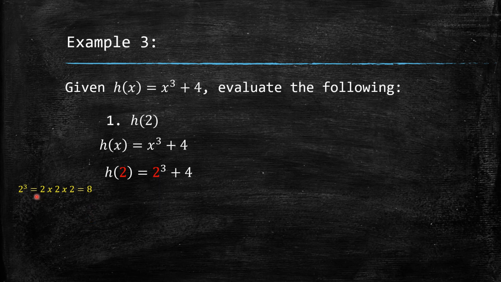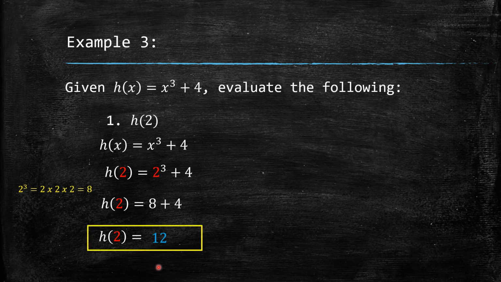Now take note that 2 cubed is, we will multiply 2 by itself 3 times. So that is 2 times 2 times 2, which is 8. So we will have h of 2 equals 8, that is 2 cubed, plus 4. So we have h of 2 equals 8 plus 4. That is 12. And that is our answer.